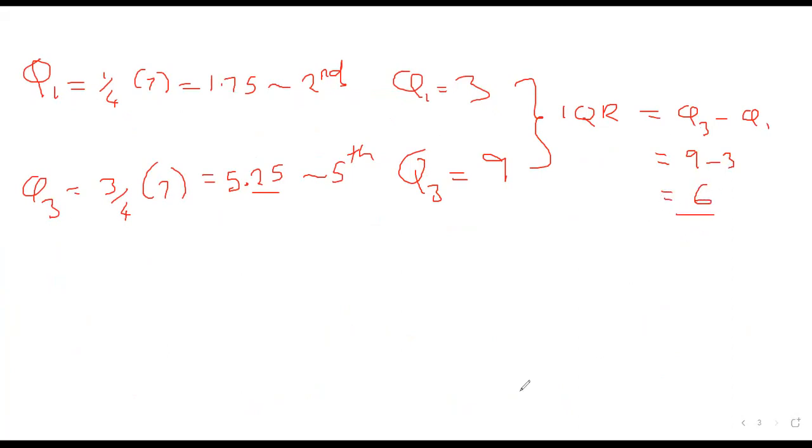So when we have the interquartile range, the semi-quartile range comes in, or semi-quartile deviation. So half of the interquartile range becomes the semi-quartile range, or the quartile deviation. So half of 6, we get a 3.